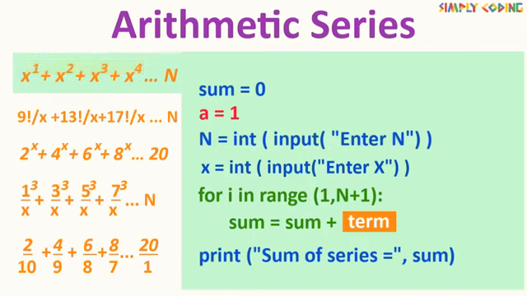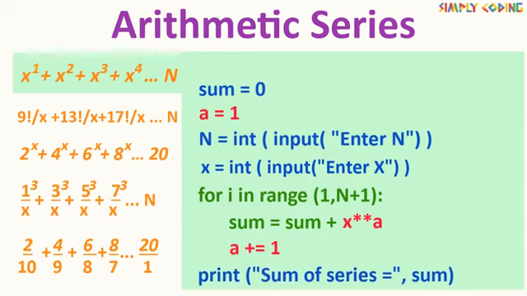Then inside the loop, we will create individual terms as per the series given in the question. Here it is nothing but x raised to the power of a. So we will write sum is equal to sum plus x raised to the power of a. After this, we will increment a by 1 inside the loop to get the next value of a. So this is our program to find sum of this series. Now let's solve the next one.